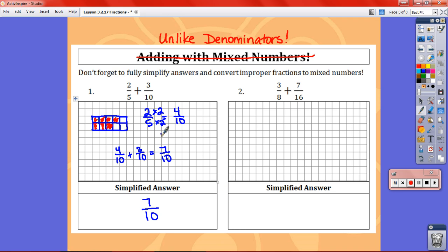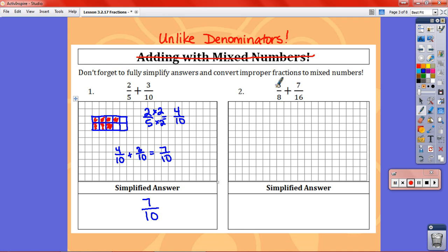You do not have to use a picture. The pictures are just there if they're helpful. You can just use numbers, and sometimes just using numbers is going to be easier. So, next we have 3/8 plus 7/16. A good first step is checking, can I simplify anything? Because sometimes if you simplify first, it makes getting to the answer easier.